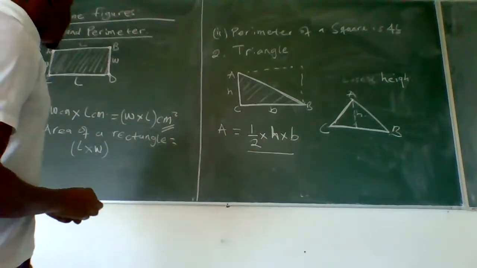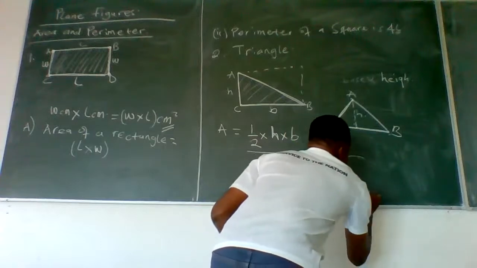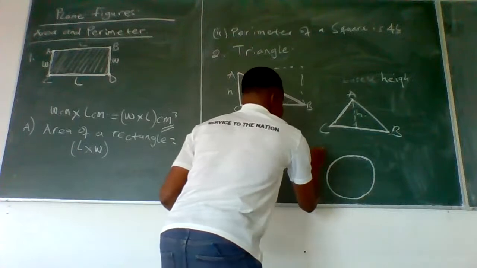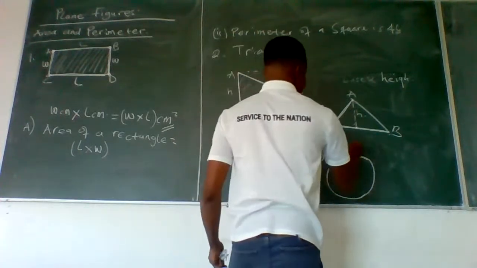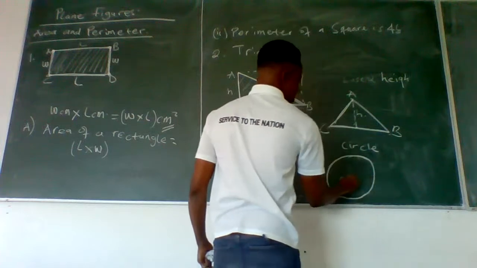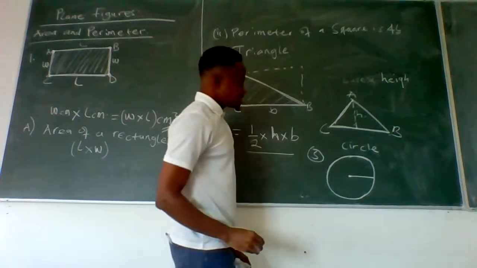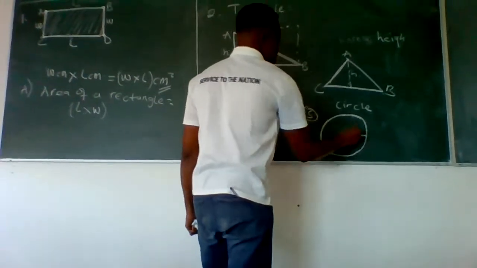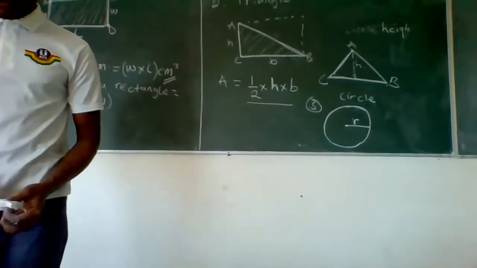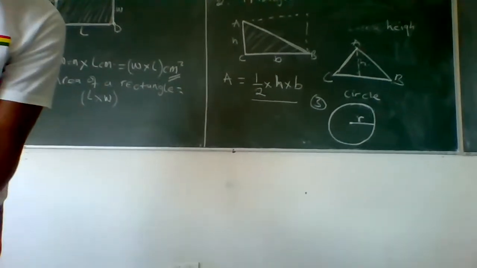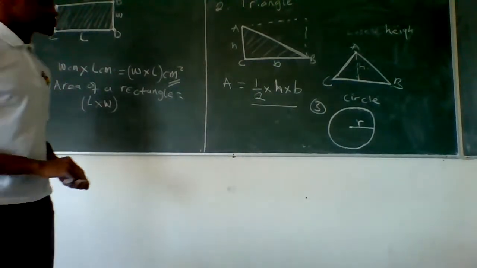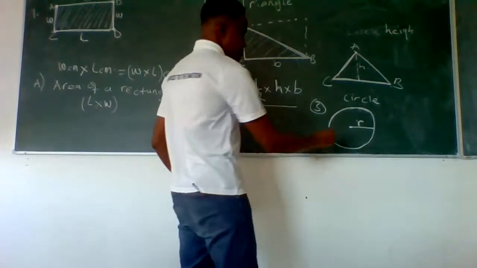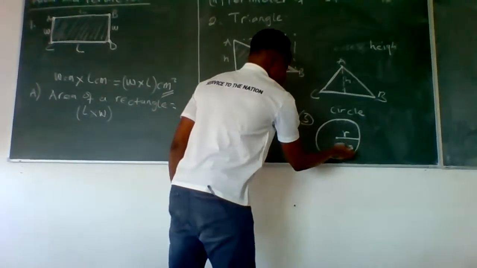Okay, let's look at the circle. I decided to take these three plane figures and talk about them. So we have this one, the circle, and as you know, for a circle we have this as the radius. So who can tell me the formula for the area of a circle? As I said, the pi is always given. So we have this radius and then the pi.